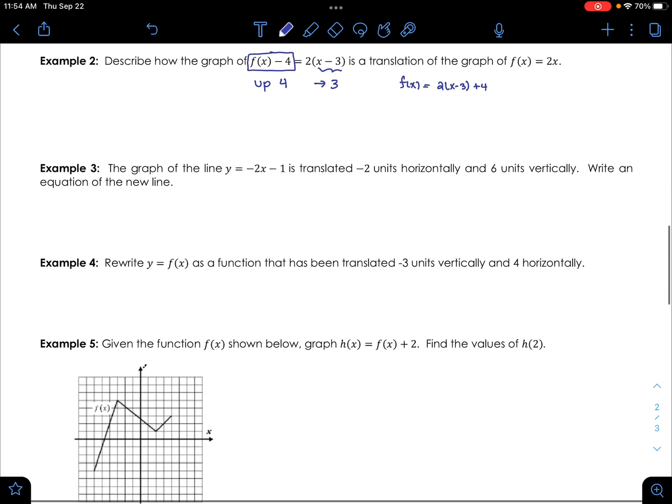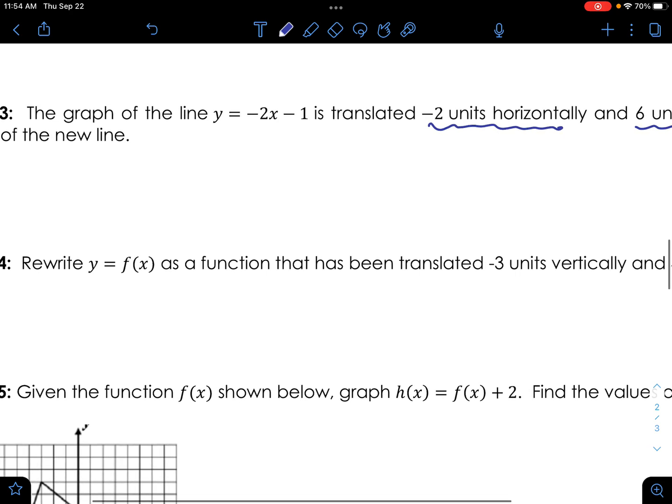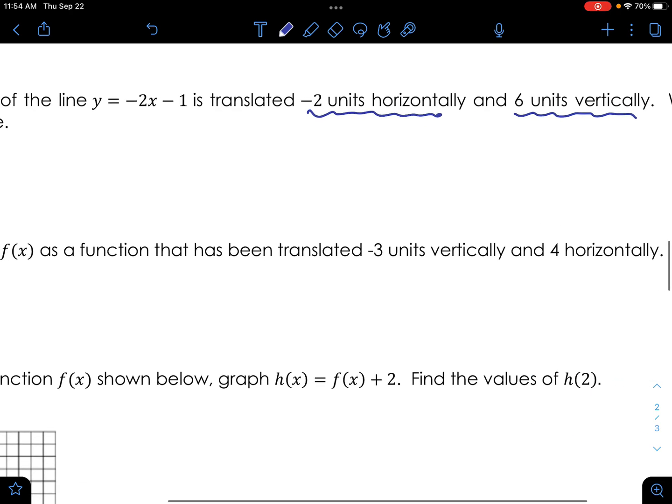In example 3, it says the graph of the line y equals negative 2x minus 1 is translated negative 2 units horizontally and 6 units vertically. So if we look at this, 6 units vertically, it's positive 6, so we'd have y minus 6, since this equation, when written in point slope form, lies to us both times. And then over here, we'd have negative 2 times, our x is being changed, negative 2 units. So it's moving 2 units to the left.